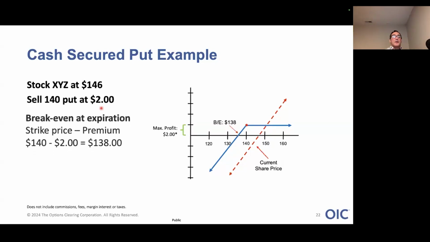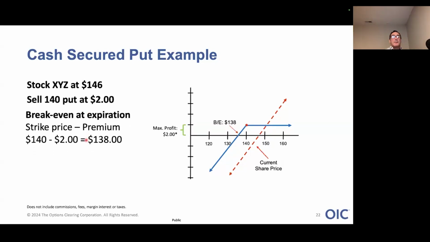So what is my break even on this position? Well, my break even at expiration would be my put strike, 140, minus the premium that I took in, because remember, I sold this put. I'm taking in $200 per contract that goes into my pocket. That's mine to keep. My break even, should I get assigned on this put, would be 138.